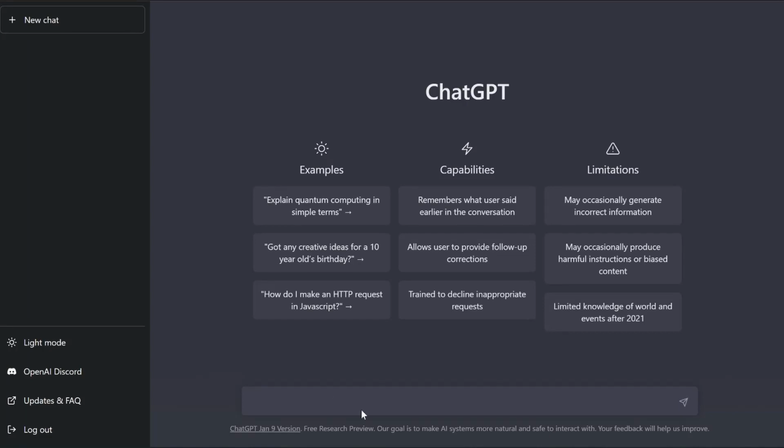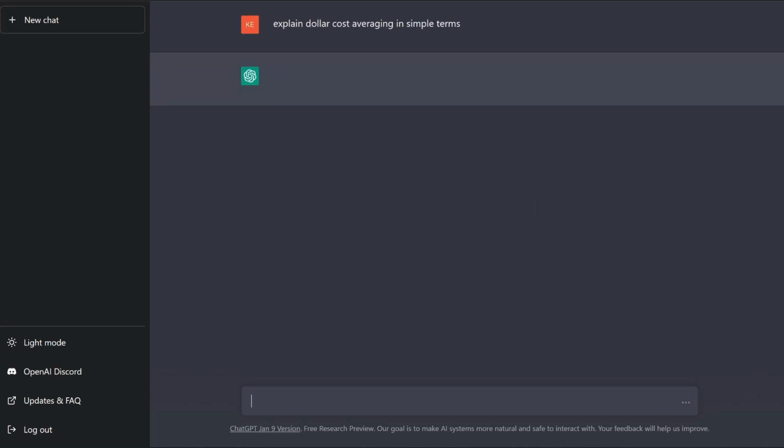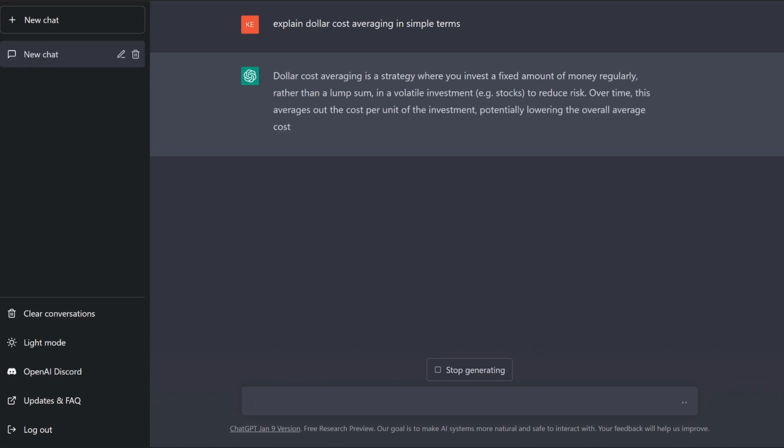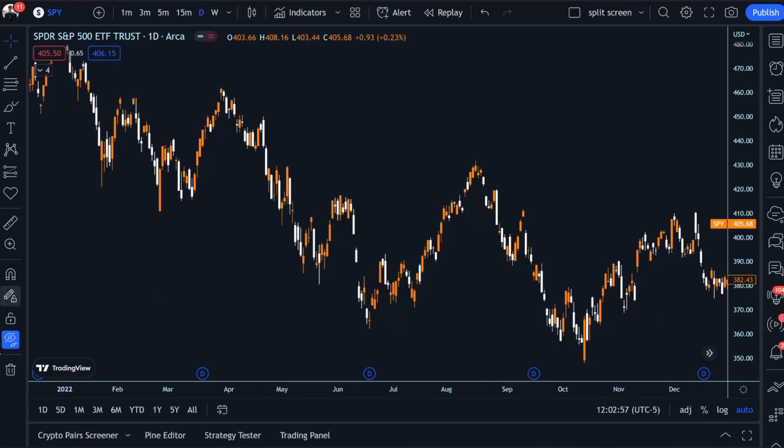So first, let's jump over to ChatGPT and let's say explain dollar cost averaging in simple terms. So let's get a quick answer right here. Dollar cost averaging is a strategy where you invest a fixed amount of money regularly rather than a lump sum in a volatile environment, example stocks, to reduce risk. Over time, this averages out to cost per unit of the investment, potentially lower than the overall average cost. And that is exactly true.